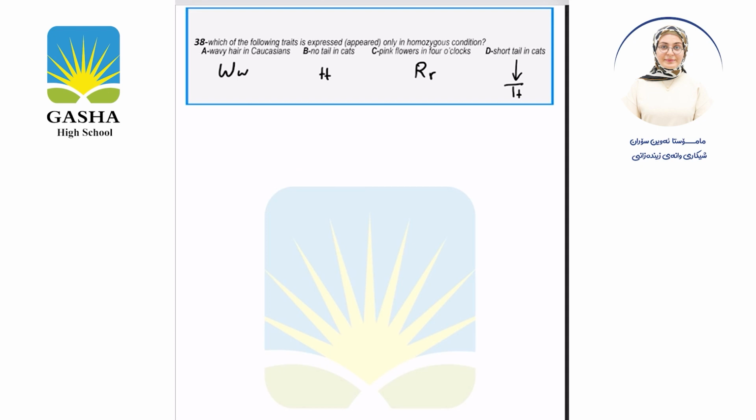No tail in a cat is completely homozygous, and both of them are the same. And C, pink flower in four o'clock is a mixing of a red flower and white flower. So this one also is not homozygous. Short tail in a cat is mixing between the no tail and long tail. So this one also is not homozygous. So the true answer for question 38 is B.